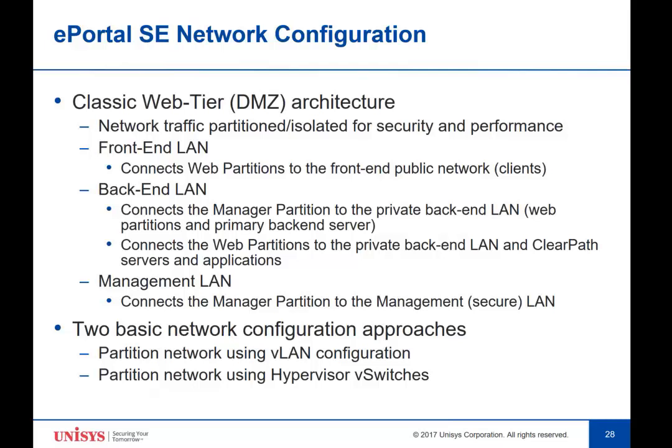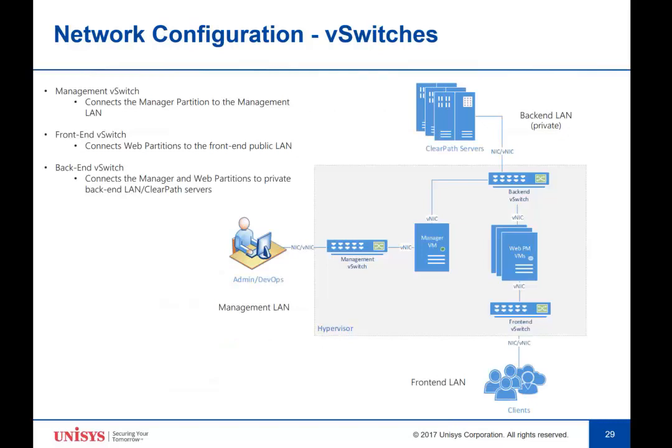Now for ePortal SE, there's two basic approaches to executing this configuration. One is through the use of VLANs that I'll show in a minute, and the other is through hypervisor vSwitches, so virtual switches from a hypervisor. If we look at this network, this is using vSwitches, and you'll see the gray box there is your hypervisor. And you need to define in your hypervisor three vSwitches. Again, the back-end vSwitch, front-end vSwitch, management switch.